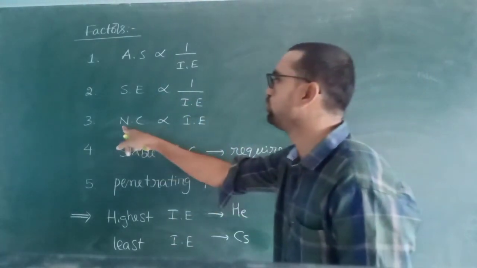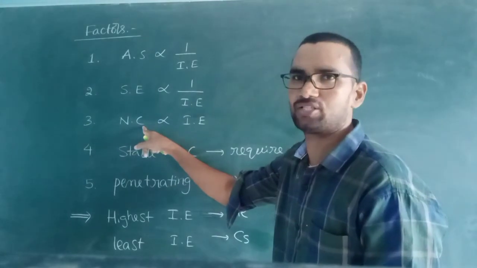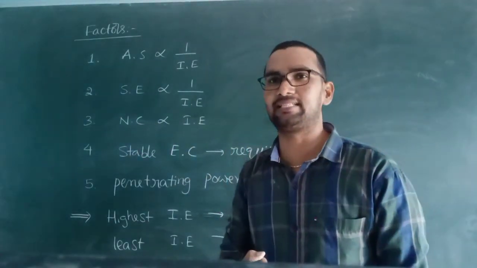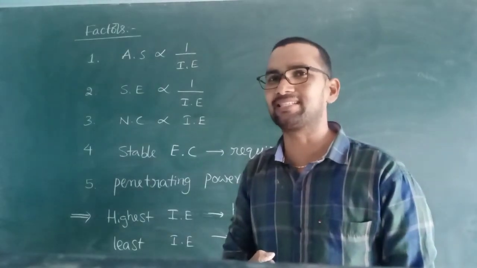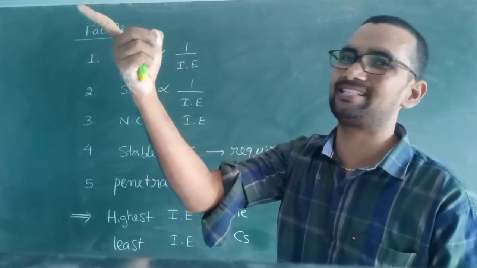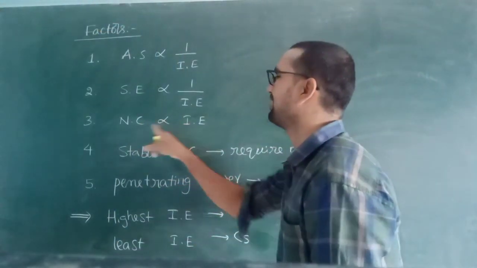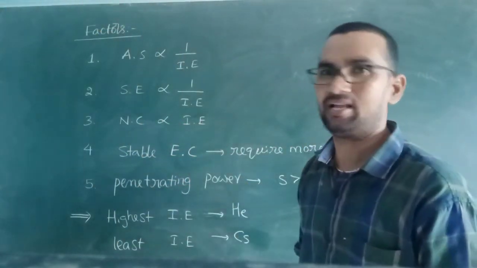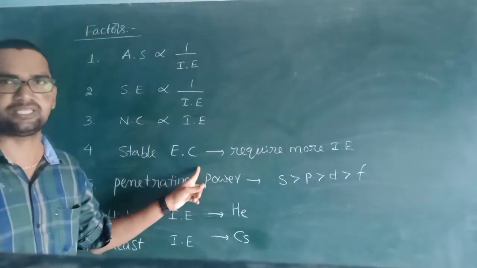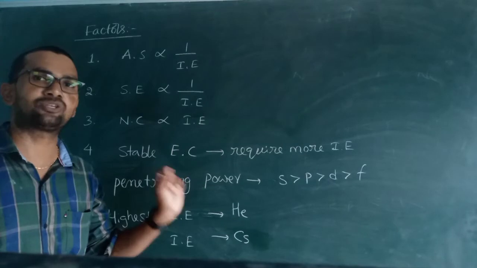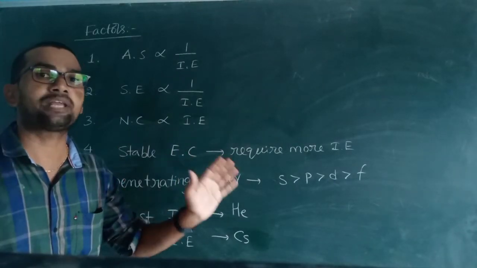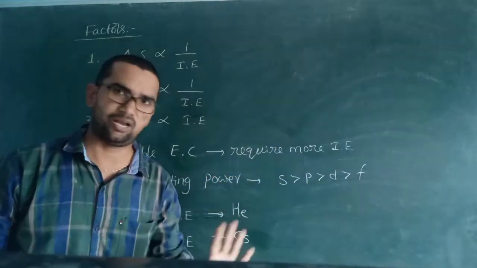Third, nuclear charge. If nuclear charge increases, atomic size decreases, and if atomic size decreases, ionization energy increases. That's why these two are directly proportional. And fourth one, we know very well: stable electronic configuration. If any element shows a stable electronic configuration, it requires more ionization energy. I already explained this.